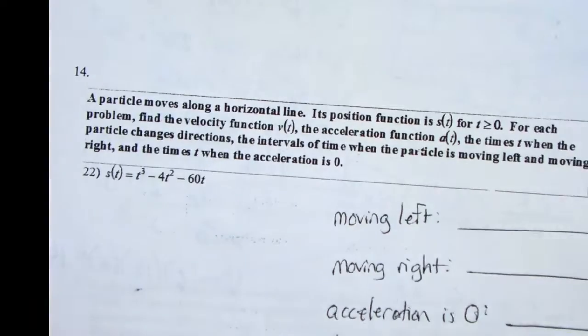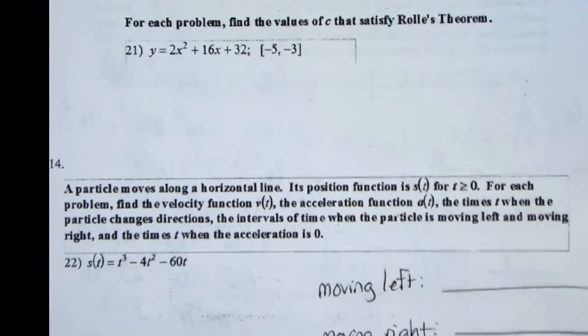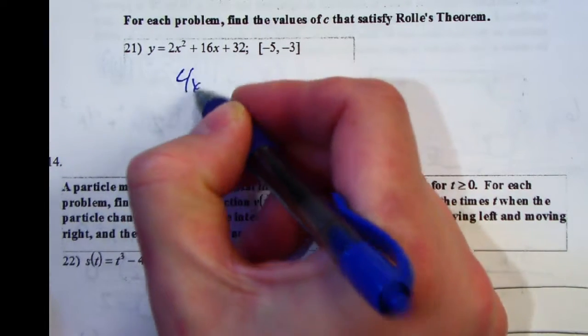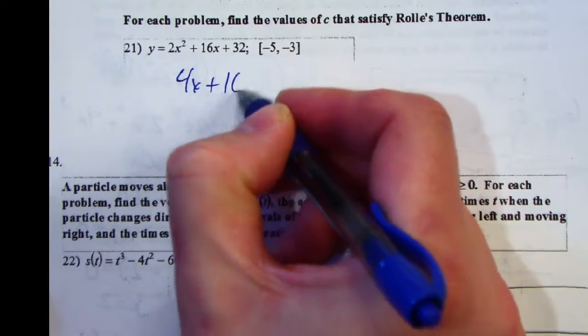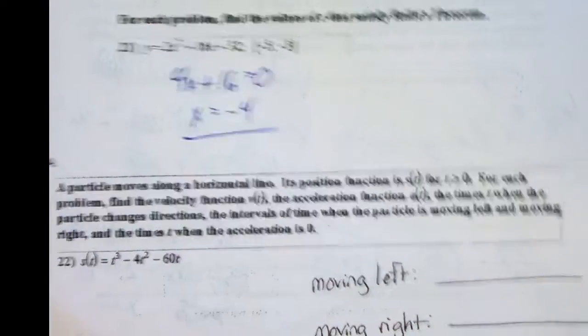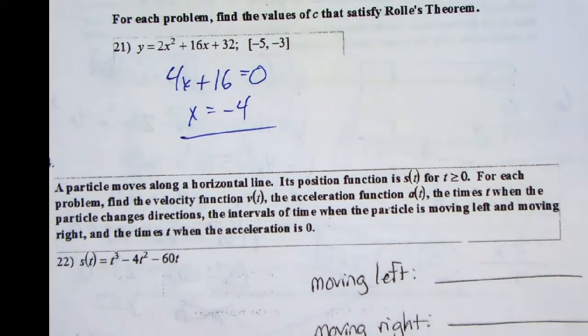Find the value that satisfies Rolle's theorem. So Rolle's theorem is the exact same thing as the mean value theorem, except the slope is automatically going to be 0, so I don't even have to bother finding it. I'm just going to take my derivative and set it equal to 0. I'll get x equals -4, and then you're done. There's nothing more to it there.